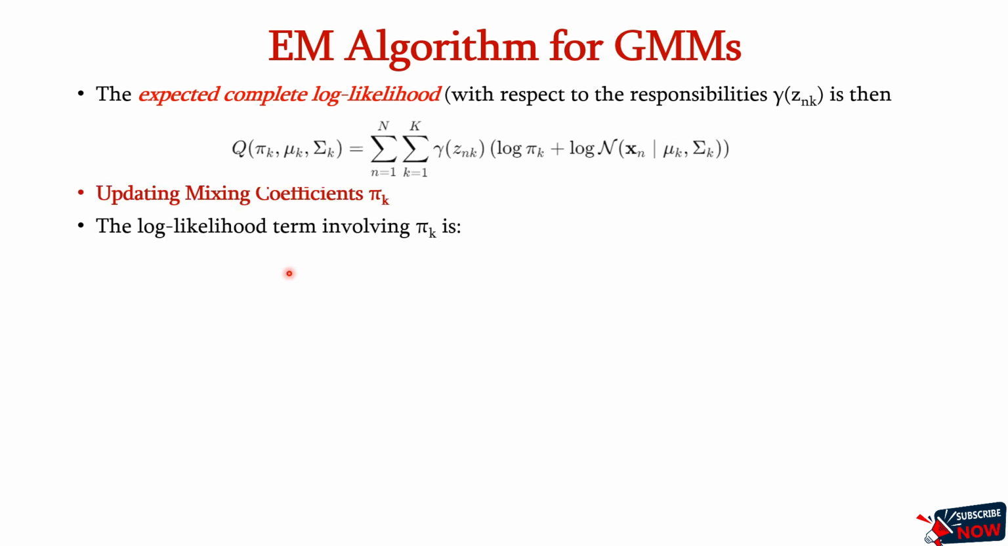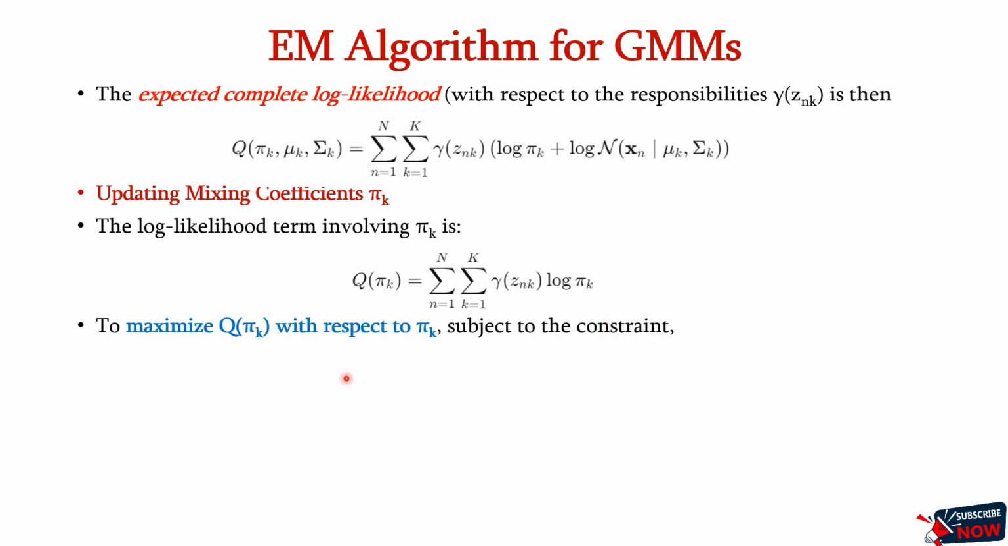The log likelihood term involving pi k in this equation is taken separately, that is q of pi k is equal to double summation of gamma of z and k into log pi k. So to maximize this q of pi k with respect to pi k, subject to the constraint which we know, summation of k equal to 1 to K, pi k is equal to 1, we use the Lagrange multiplier method. Because whenever we have a constraint on one particular equation, if we want to maximize or minimize that equation, we can use the Lagrange multiplier method.